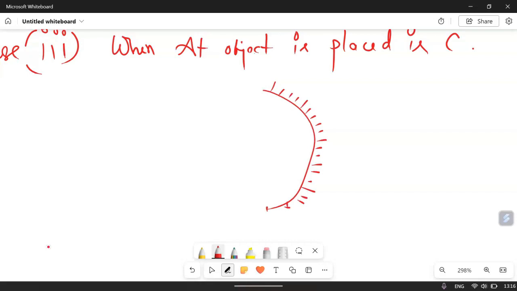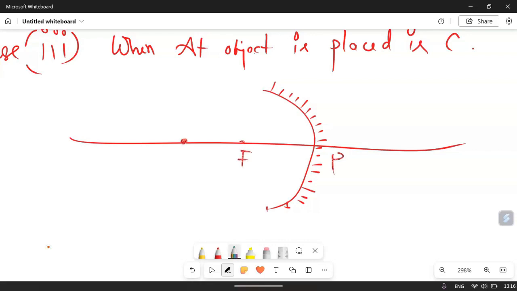Okay. Now draw the principal axis. Now name the points P, F, C. Okay. Now put the object at C. So this is your object AB. Name it AB. Now what we need to do, we need to use two light rays.